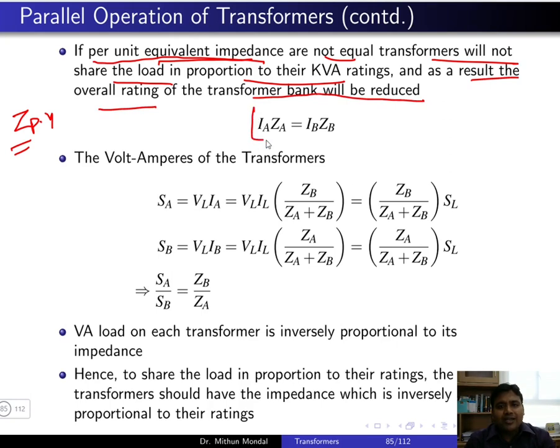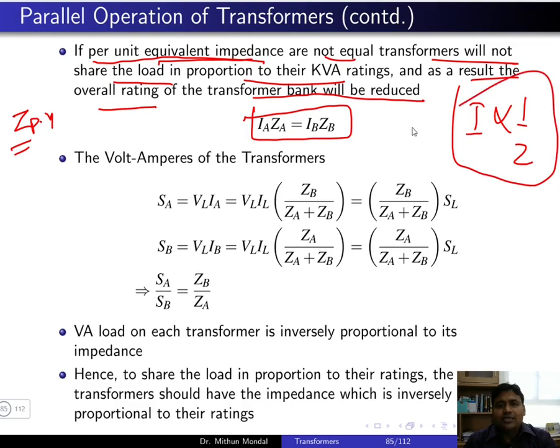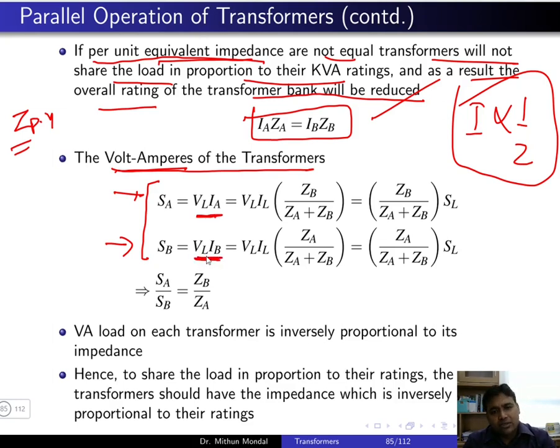So you require IA ZA equal to IB ZB. You basically require this because the current is inversely proportional to the impedance. So IA ZA will be equal to IB ZB. In order to get the parallel operation, this is desirable. Now let us compare the volt ampere, or the complex power, of the two transformers, SA and SB, which is the volt ampere rating, the product of the load voltage and the current of the first transformer, and the load voltage multiplied with the current of the second transformer.